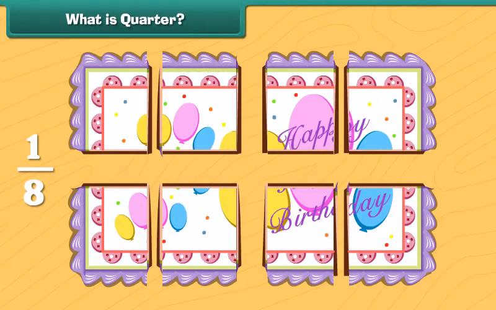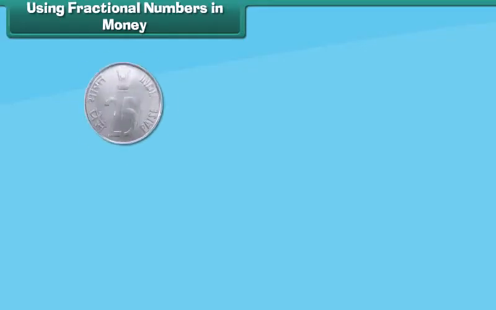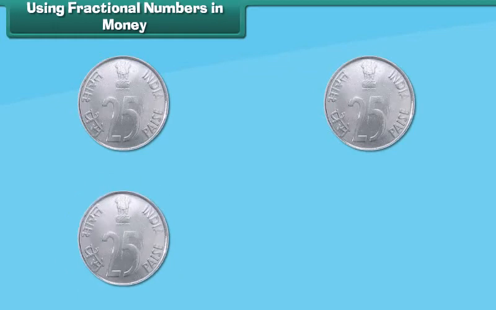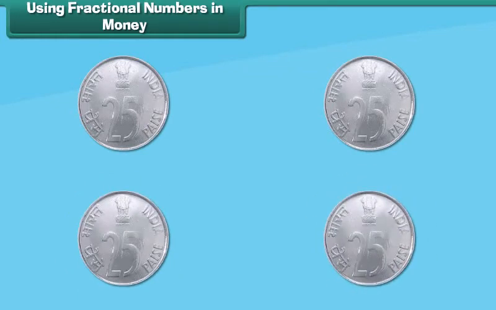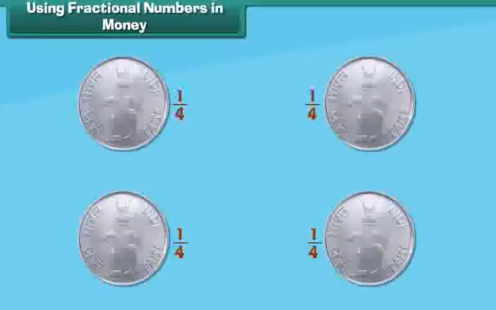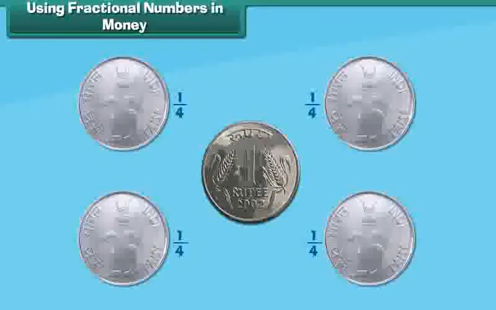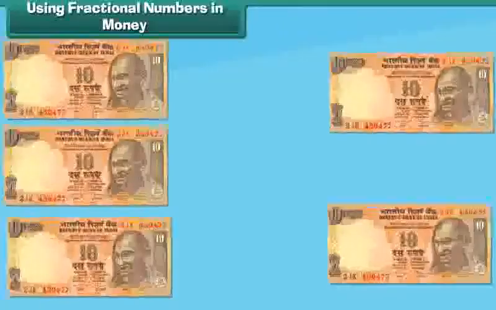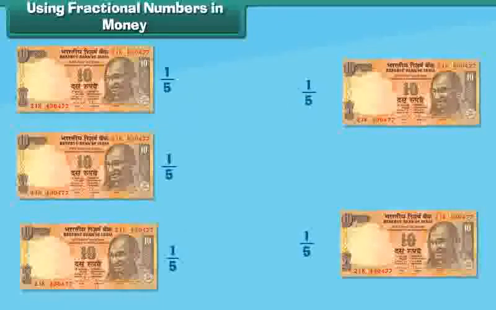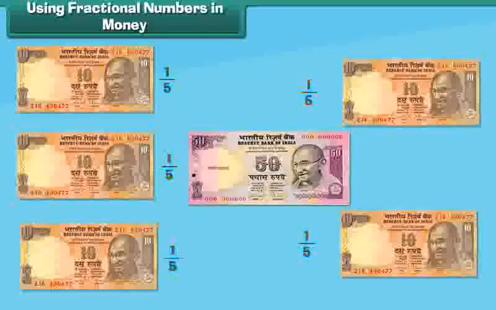You can also divide the cake in more number of pieces. Look at these 25 paisa coins. One 25 paisa coin is 1/4 of the 1 rupee coin. Similarly, one 10 rupee note is 1/5 of 50 rupee note. So kids, fractional numbers are used in money too.